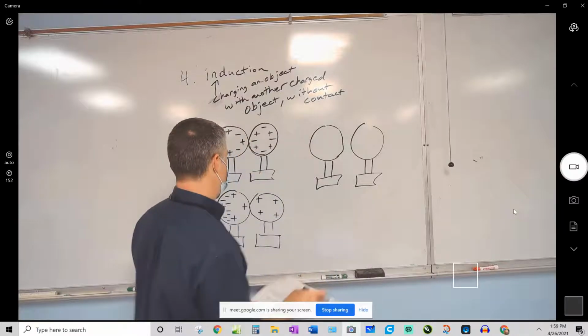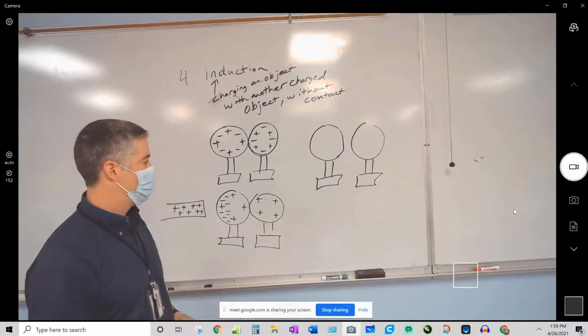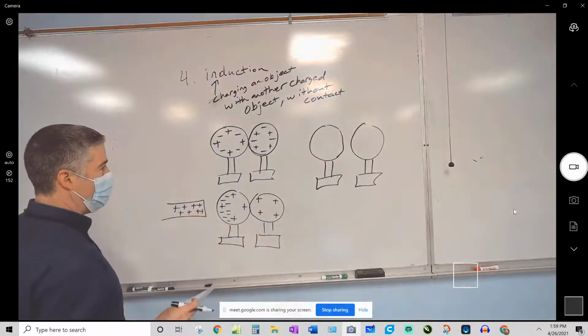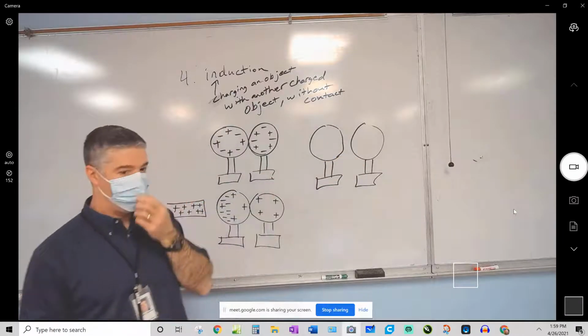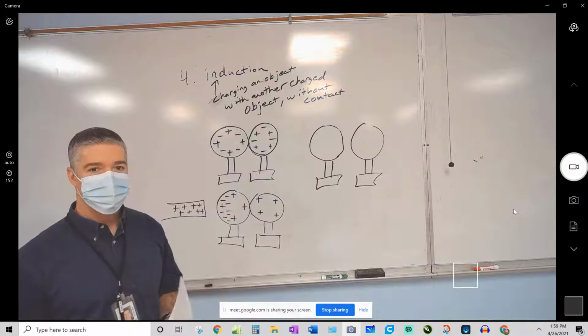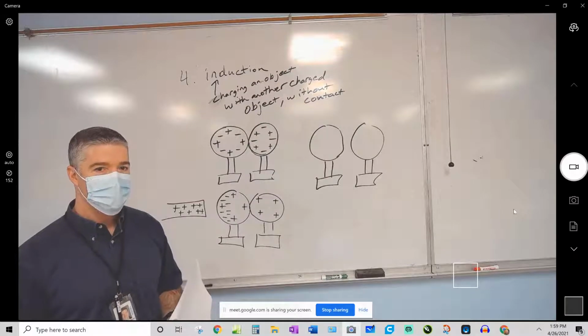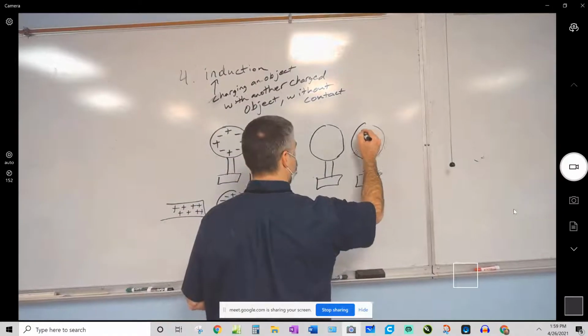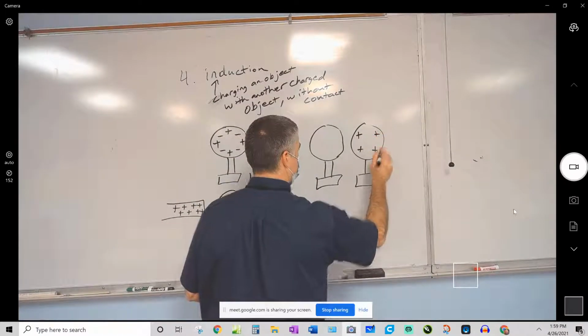So what should I draw for the right one? Like, let's say they separate this, they bring this away. What does the right one look like? What's its charge? Positive or negative? Positive, how many? 4. So this would have a +4 charge. Just draw it just like it was before.